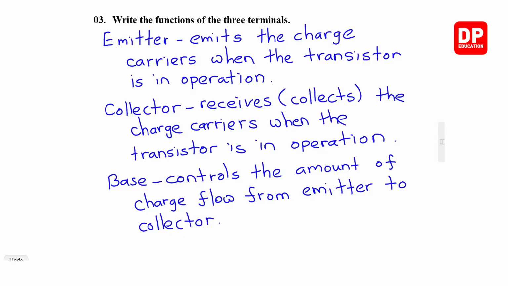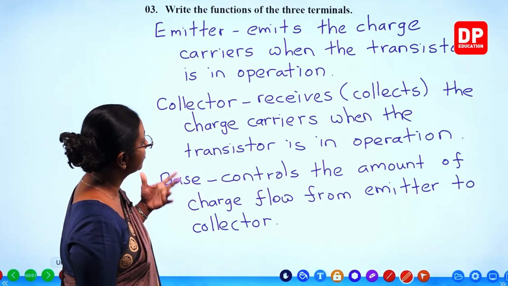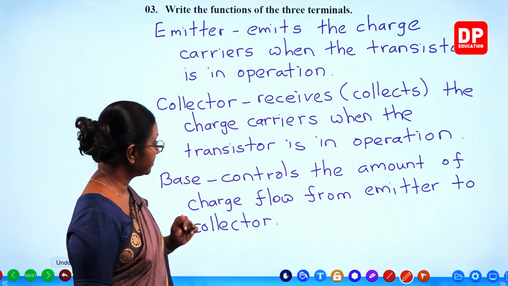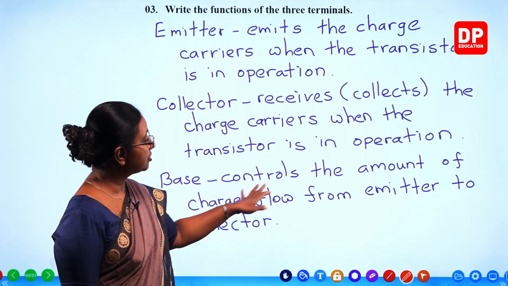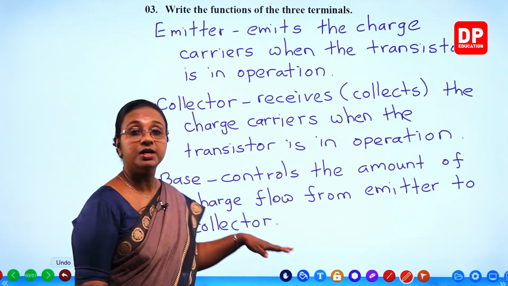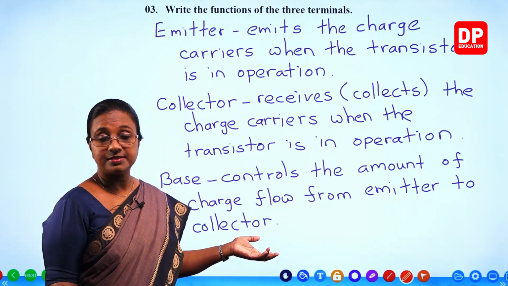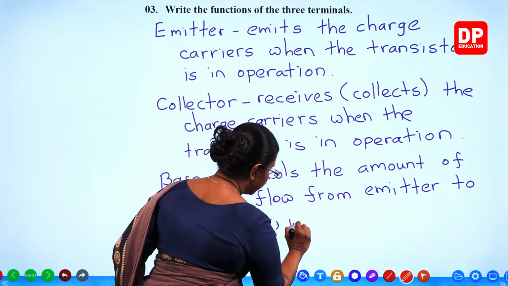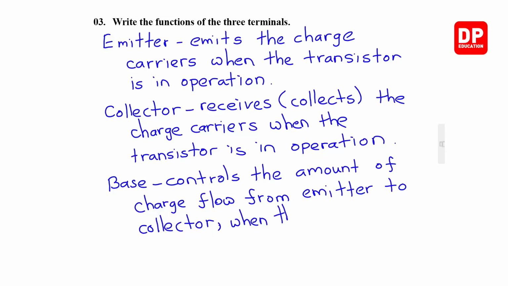So that is the function of all the three terminals. Emitter emits the charge carriers when the transistor is in operation, and collector receives or collects the charge carriers when the transistor is in operation. And base controls the amount of charge flow from emitter to collector. That also when the transistor is operating. So here we can see when the transistor is functioning.